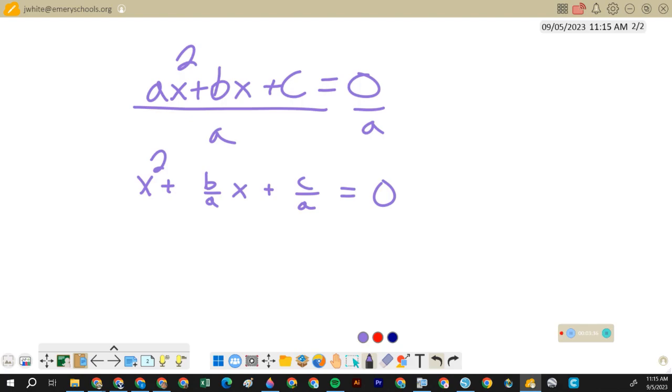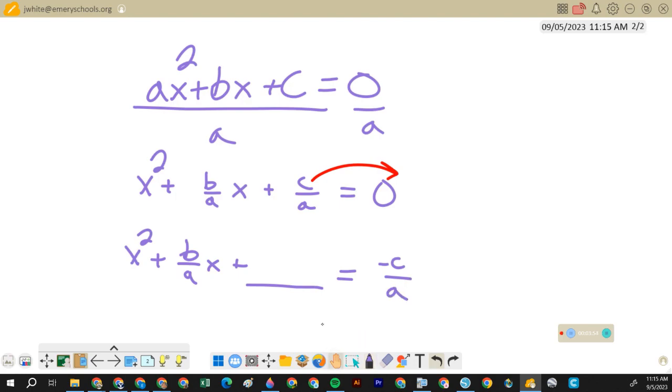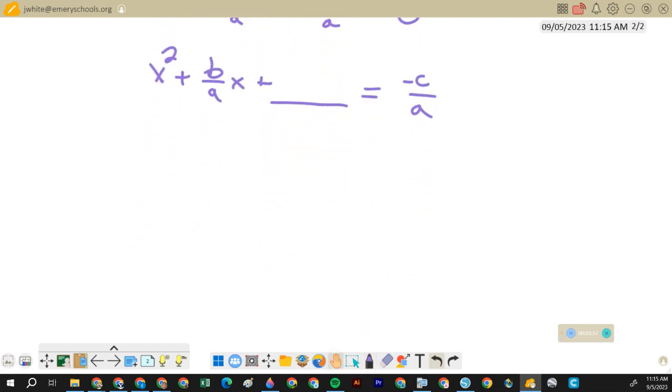Is that a perfect square trinomial? I don't know. So I'm just going to pretend that it's not. So let's move this out of the way. So x squared plus b over a x plus some number is equal to negative c over a. Okay. So what's going to go in here? Half of b over a.